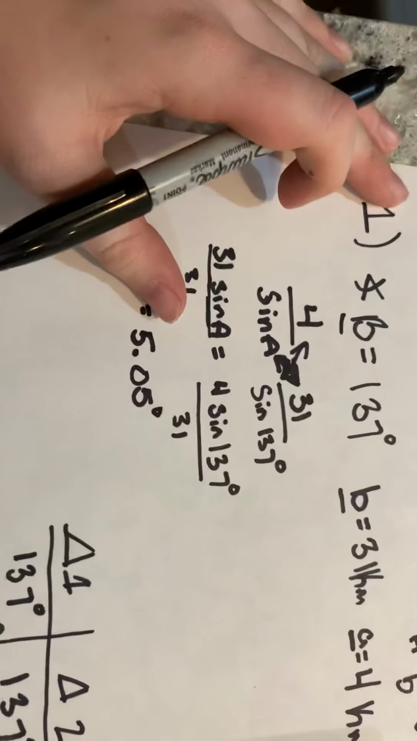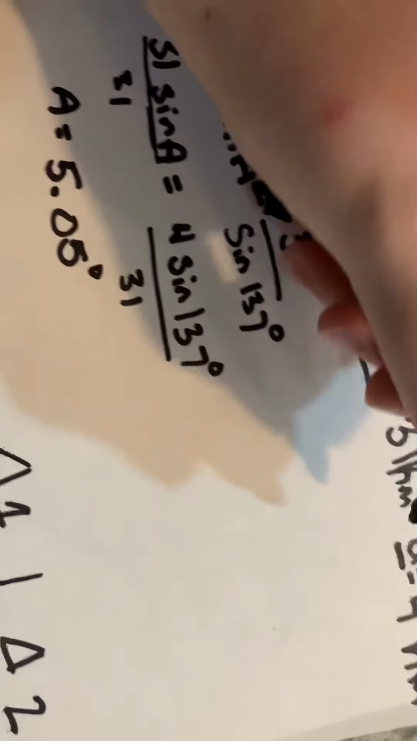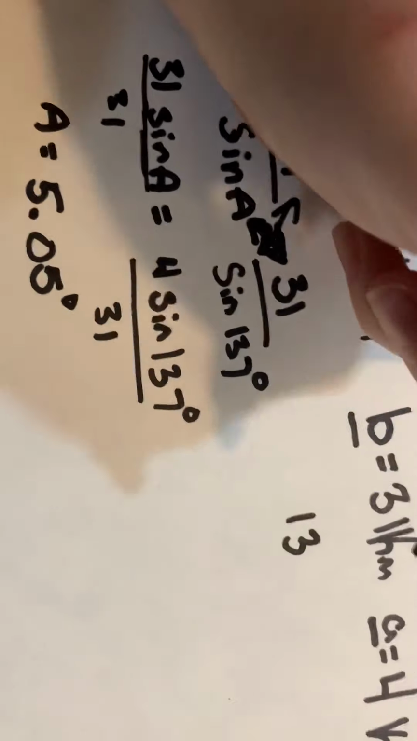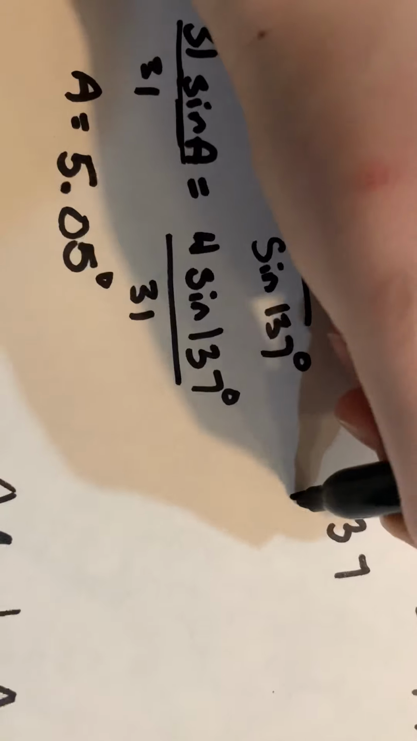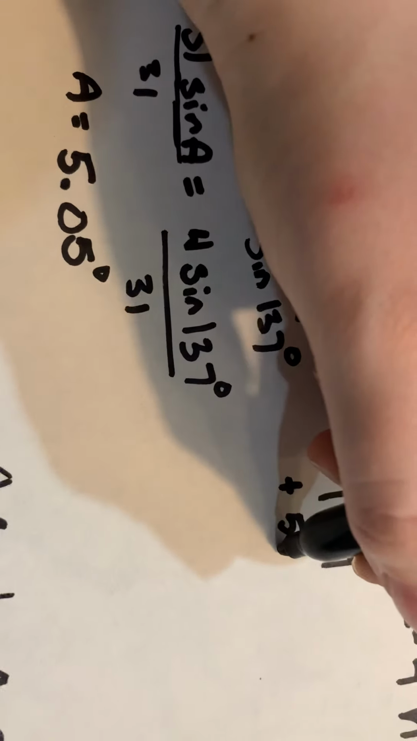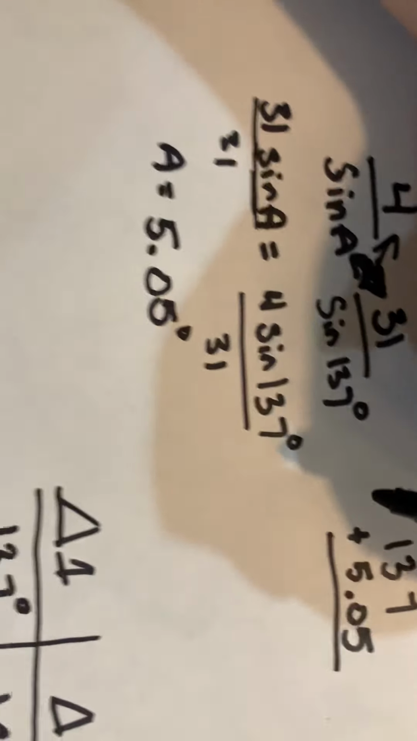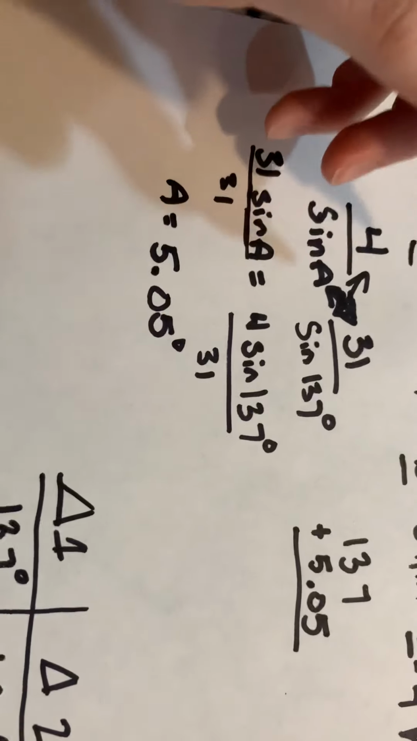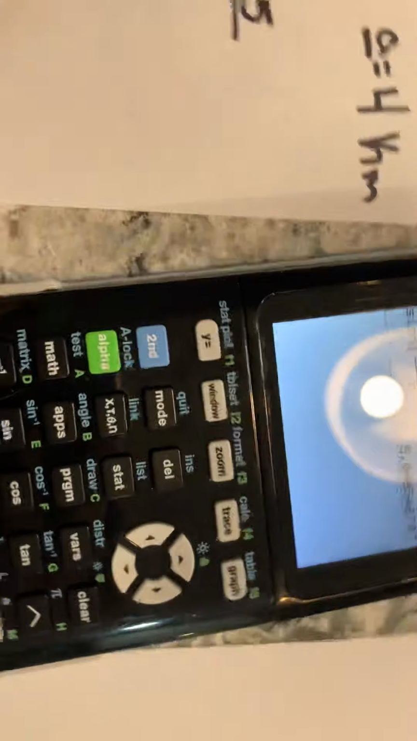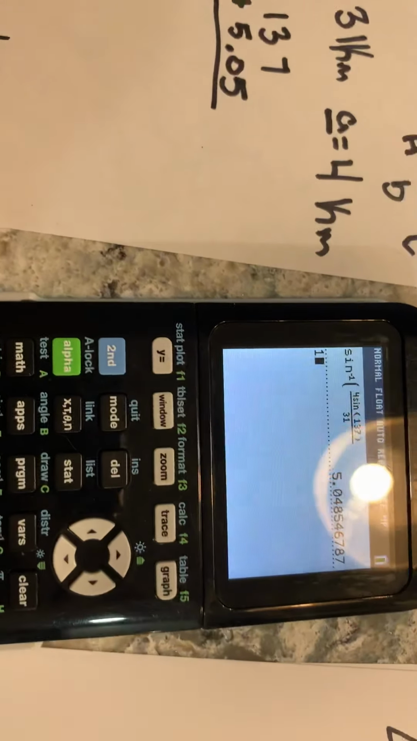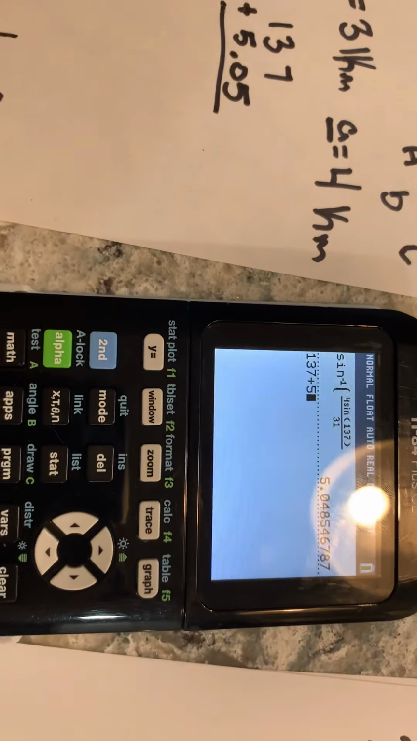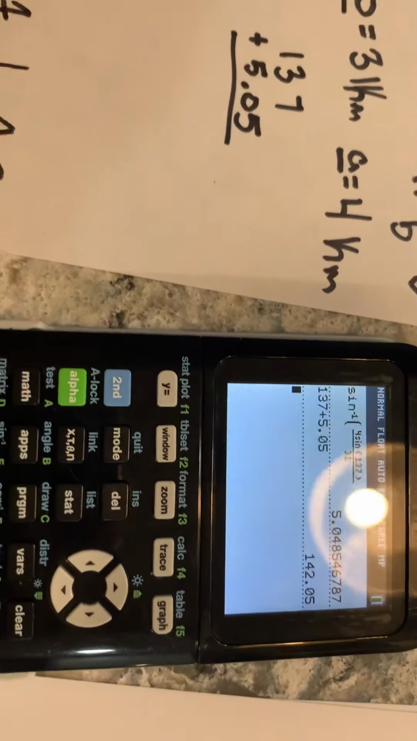And then we'll go back up here and we'll add 137 plus 5.05 to get, let's see, 142.05.